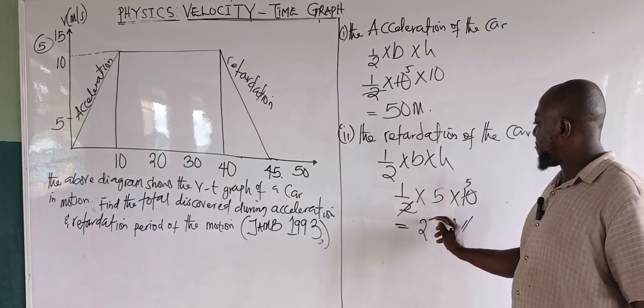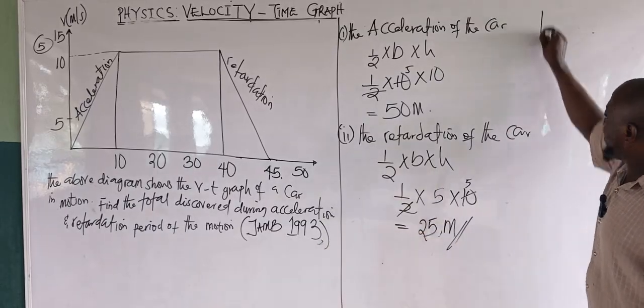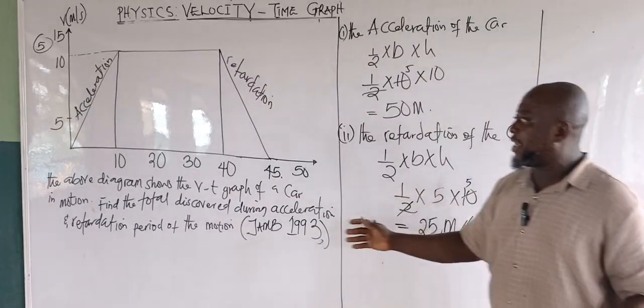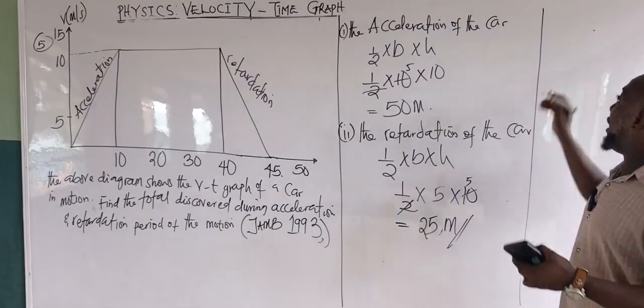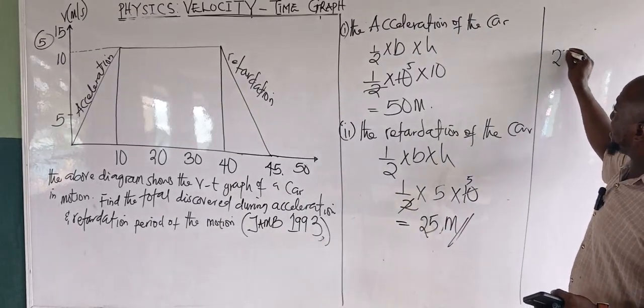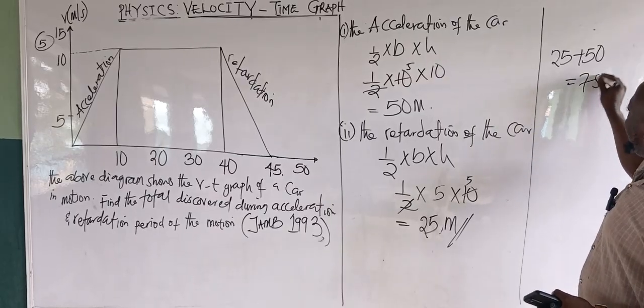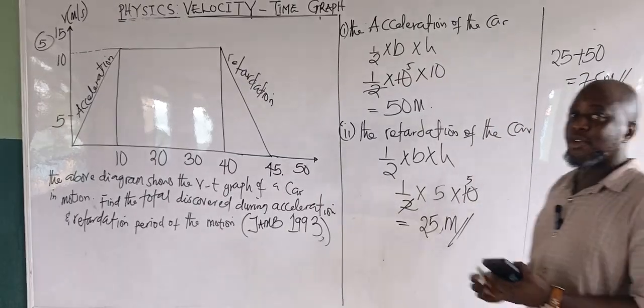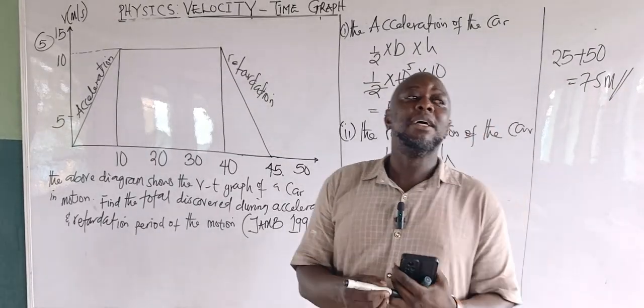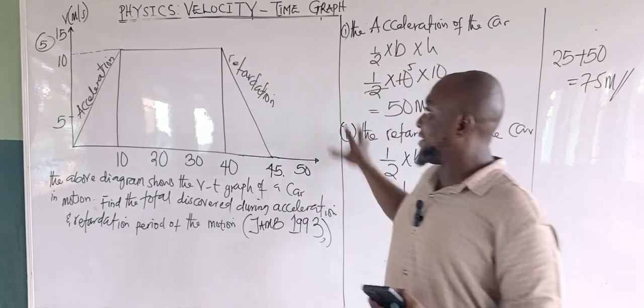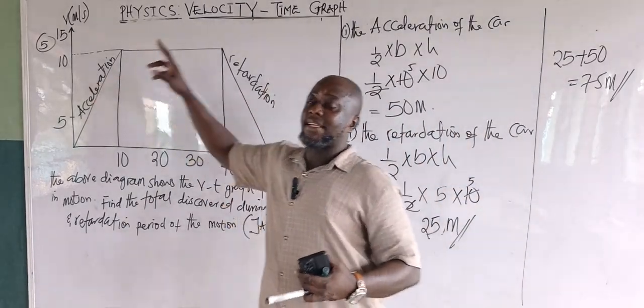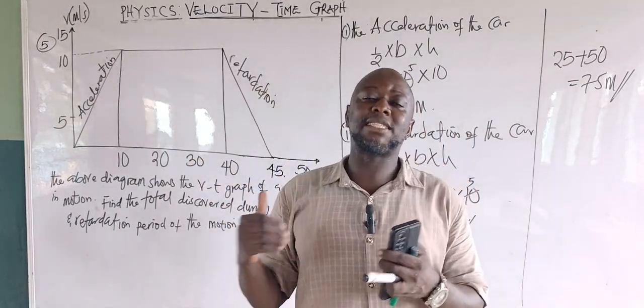So here becomes 25. Therefore, if I add them, because we have to calculate the total distance, I'm having 25 plus 50 here. Everything becomes 75 meters. So this is how you calculate the total distance. When you add acceleration and deceleration together, you get that put together.